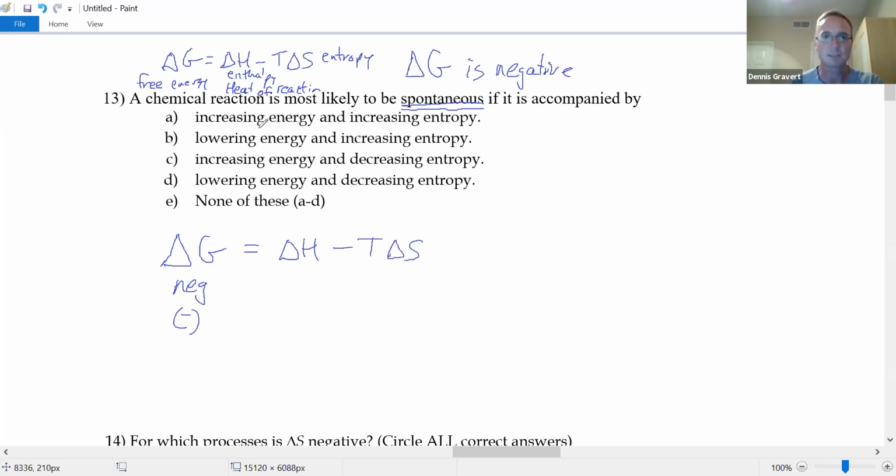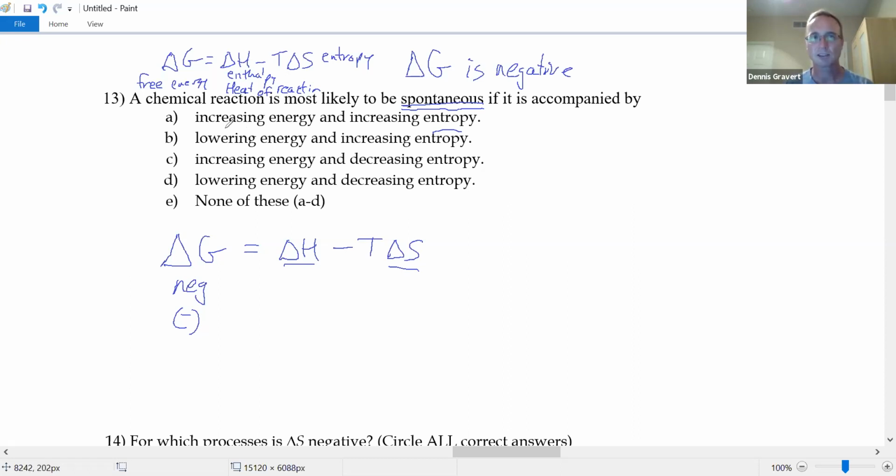And the possibilities are either increasing energy or lowering energy. The other one's increasing or decreasing entropy. Ooh, that's delta S. That's entropy. So the energy must be the delta H. Yeah, the heat of reaction, heat energy, that's what it's referring to.